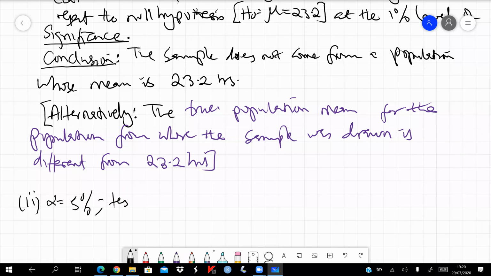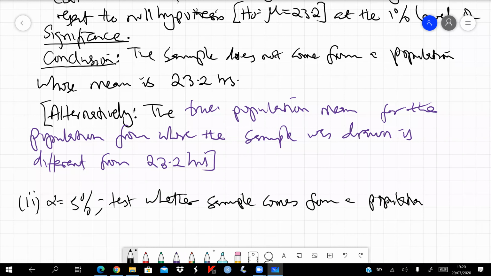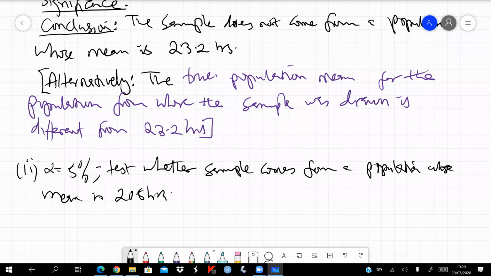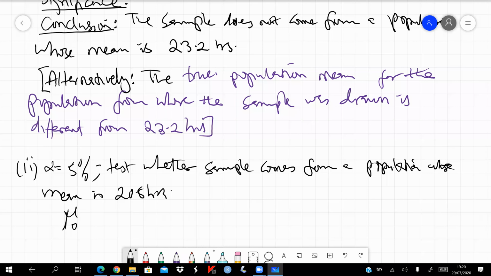You test whether the sample comes from a population whose mean is 20.8 hours. Okay. So in this case, we are noting that we have a new value of mu naught. Our hypothetical mean value is 20.8 hours.